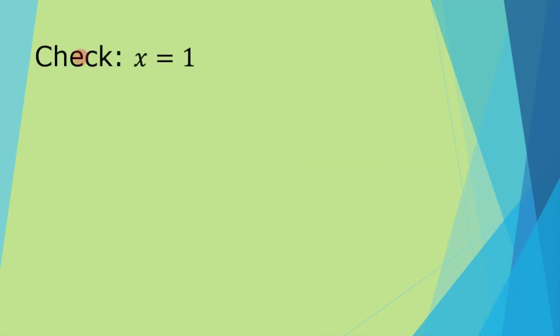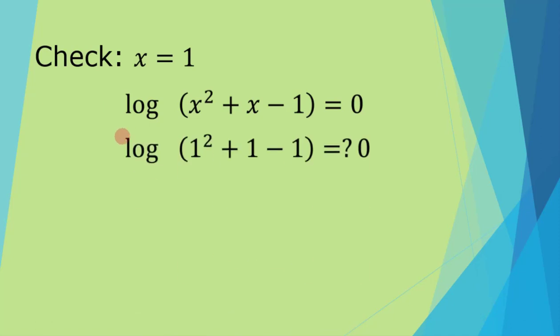Checking if x equals 1 is really a solution. So we have the original equation. Then we substitute x equals 1. So this is log of 1 squared plus 1 minus 1 to the base 10. Is it really equal to 0? Simplifying this, we have 1 squared is 1 plus 1, that's 2 minus 1 is still 1. So we have log of 1 is equal really to 0. So 0 equals 0.